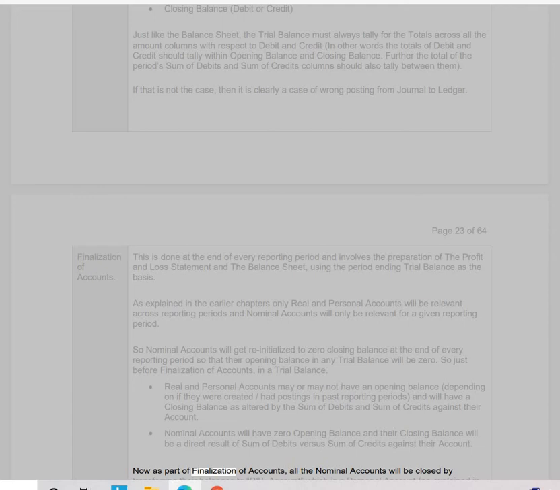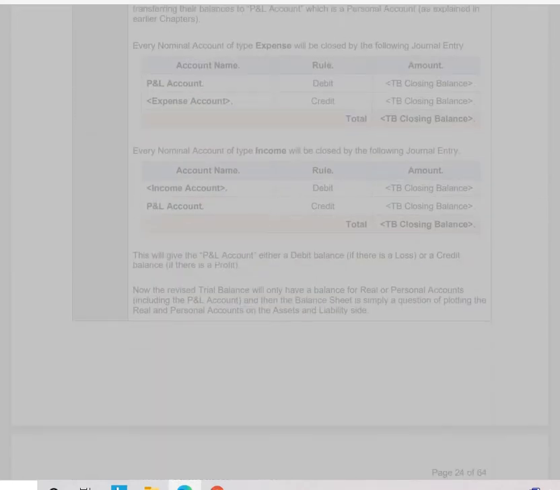Now, as part of finalization of accounts, all the nominal accounts will be closed by transferring their balances to P&L account, which is a personal account, as explained in earlier chapters. Every nominal account of type expense will be closed by the following journal entry. Account name. Rule. Amount. P&L account. Debit. TB closing balance. Expense account. Credit. TB closing balance. Total TB closing balance.